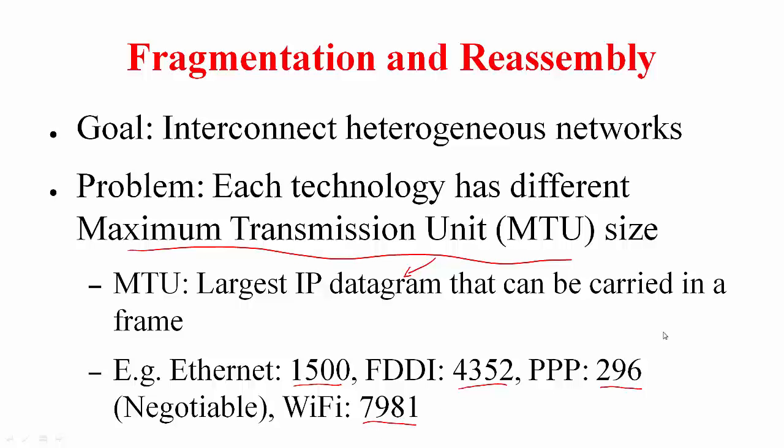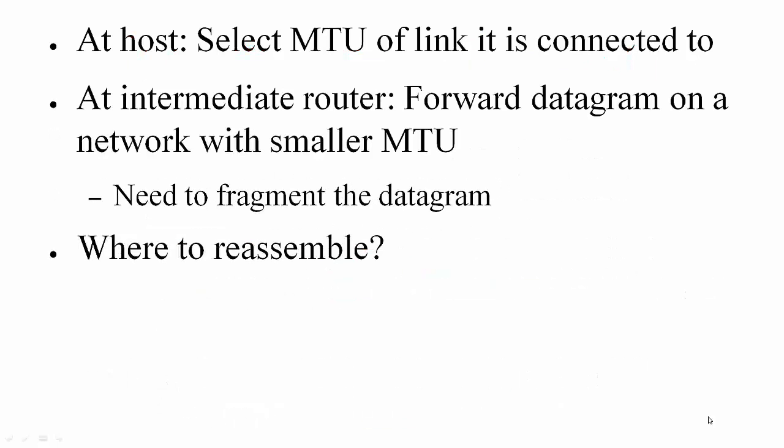When a source has some data to send, what MTU size should it operate at? What do you think? Do you think it has any idea of the path that is going to be taken by this particular datagram, and thereby know what the MTU sizes of the individual technologies along the path are? In which case, what should the source do? So it makes sense for a host to select an MTU of the link it is connected to. For example, if it is attached to an Ethernet, it should choose an MTU size of 1500.